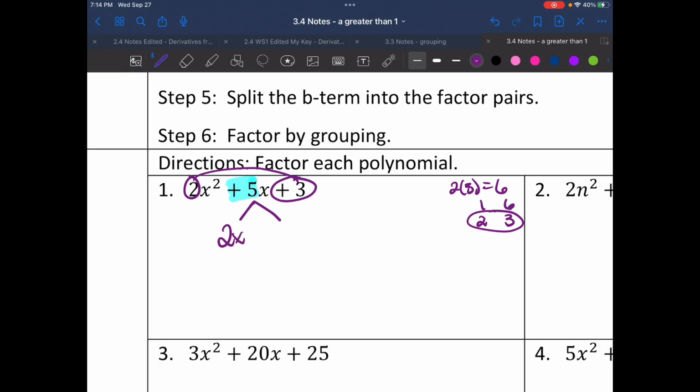Here's what that means. I'm going to take 5x and break it up into a positive 2x and a 3x. I am uncombining that 5x. I'm decomposing it. This is still technically a 5x, it's just broken up into parts as opposed to a whole. You bring down the plus 3 and the 2x squared.